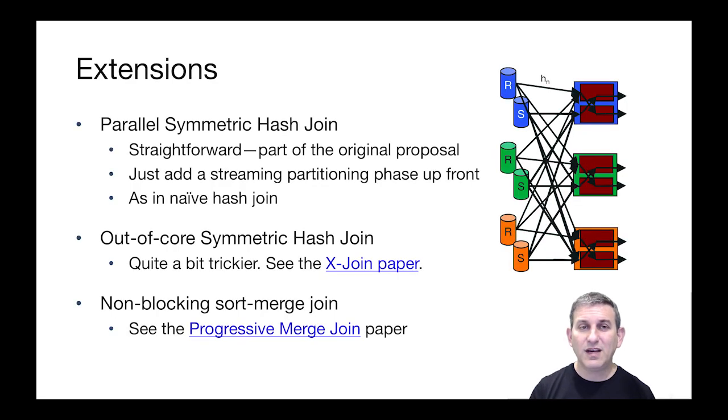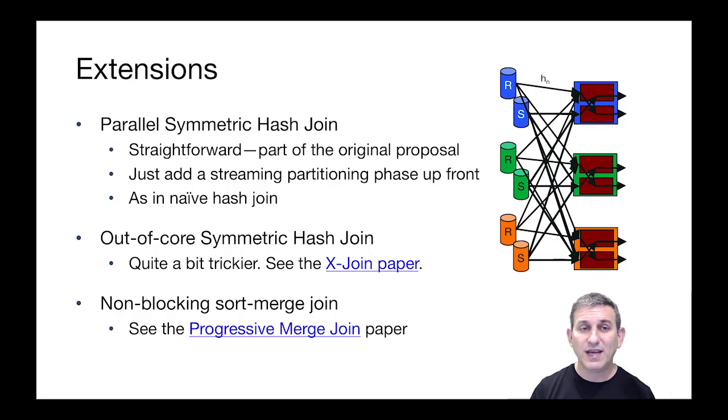Okay, now I'm not going to talk about the rest in detail, but there are extensions to these join algorithms. There's a parallel version of symmetric hash join, which is straightforward. It's really part of the original proposal. You just add that streaming partitioning phase up front, and you get parallel symmetric hash join. It's very similar to parallel naive hash join, but with 2 hash tables. So parallelism for symmetric hash join is a straightforward extension.